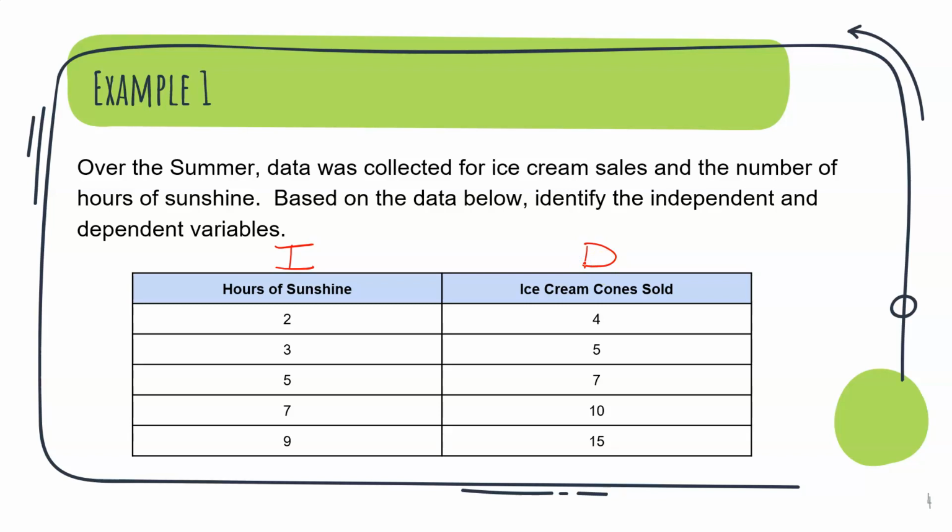Let me explain why. If I sell four ice cream cones, that doesn't relate to 2 hours of sunshine. But if I have 2 hours of sunshine, usually I'm going to sell about 4 ice cream cones. So the number of ice cream cones sold depends on how many hours of sunshine there are. Again, look at 7 hours of sunshine. I was able to sell 10 cones. So the more hours of sunshine, the more ice cream cones sold. The cause is the hours of sunshine. The effect is the number of ice cream cones sold.